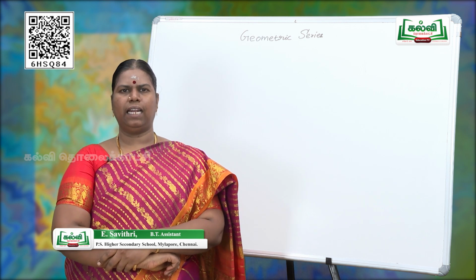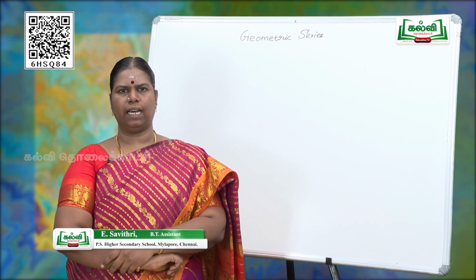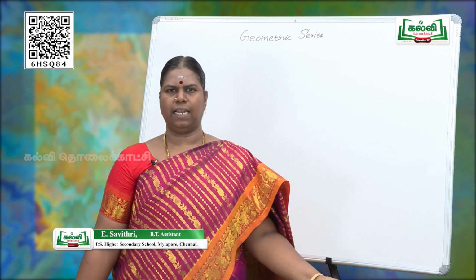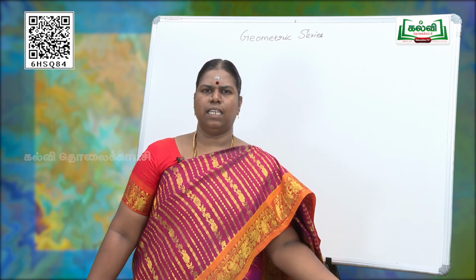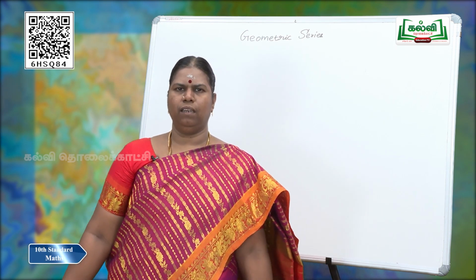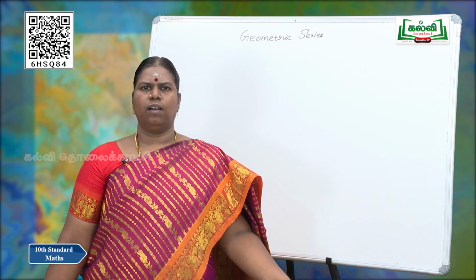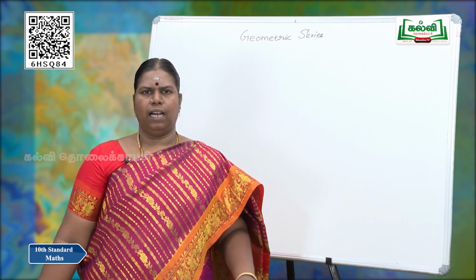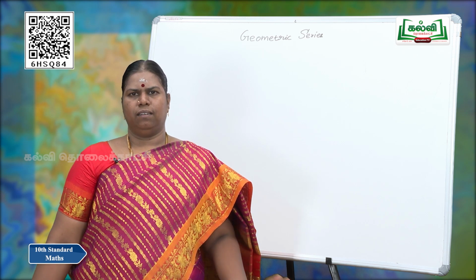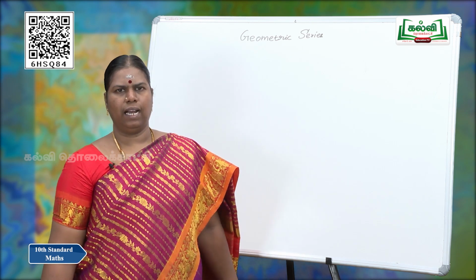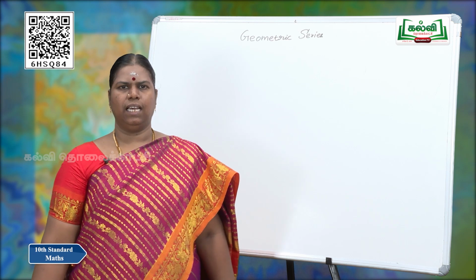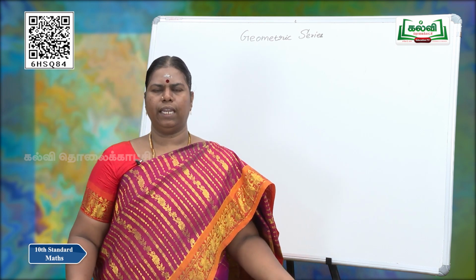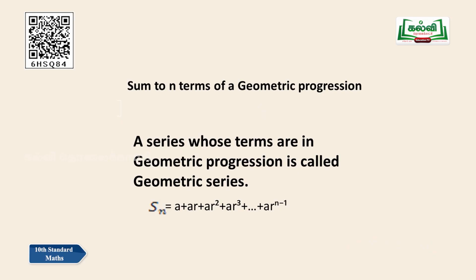Numbers play an important role in our lives. In the previous class, we learnt the sequences which are in GP, the common ratio of successive terms, and the condition to be a GP. And the nth term of a GP is Tn is equal to A into R power n minus 1. Students, in this class, I am going to take the sum of the first n terms of a geometric series.